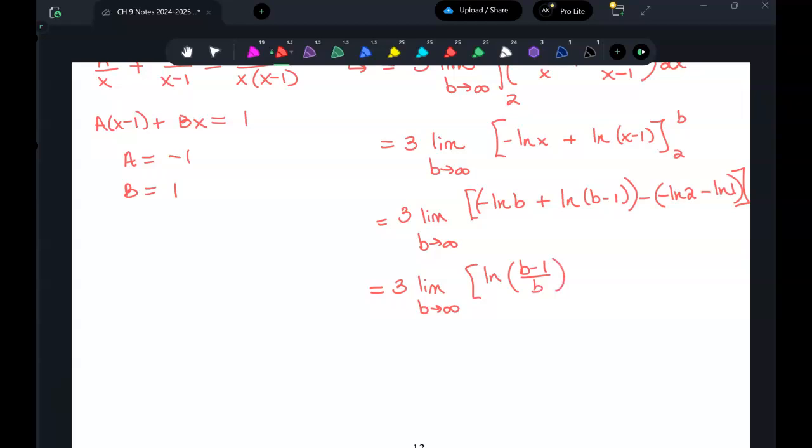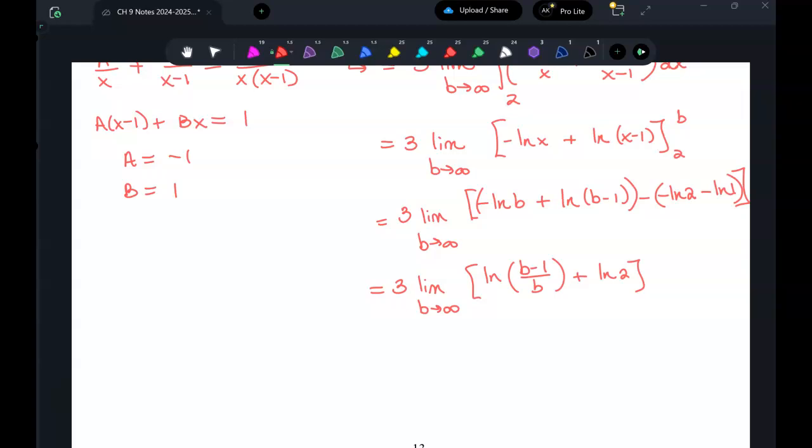Times 2, plus ln of 2. What happens to the negative? It becomes subtraction, which becomes division. So don't forget all those natural log rules.